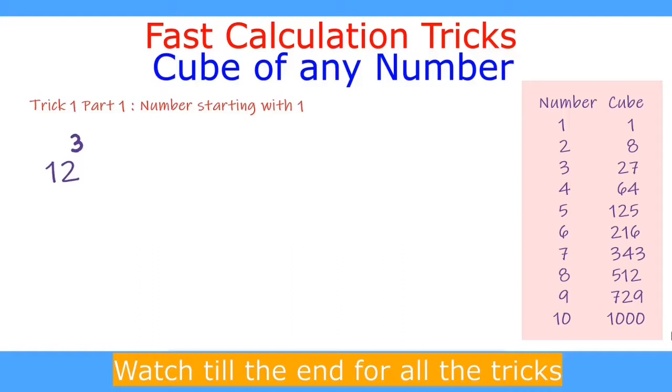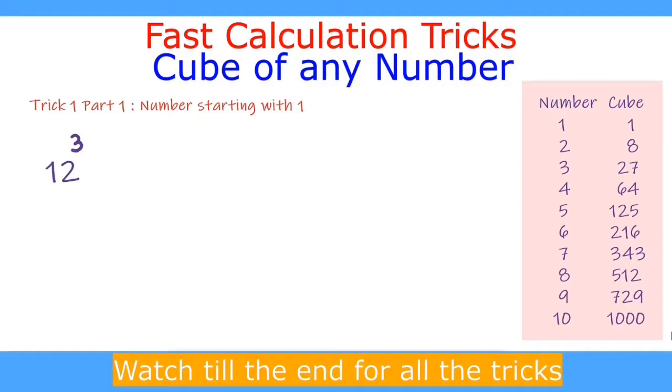Now we are going to learn finding the cube of 2-digit numbers, and in trick 1, part 1, we will learn finding the cube of numbers starting with 1, and these numbers are 12, 13, 14, 15, 16, 17, 18 and 19. These all numbers are starting with 1.